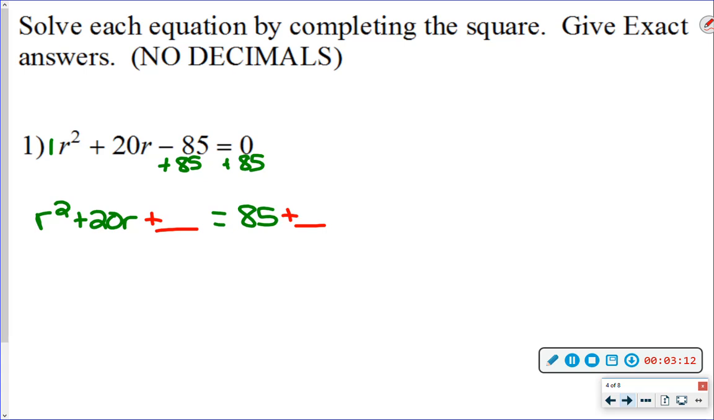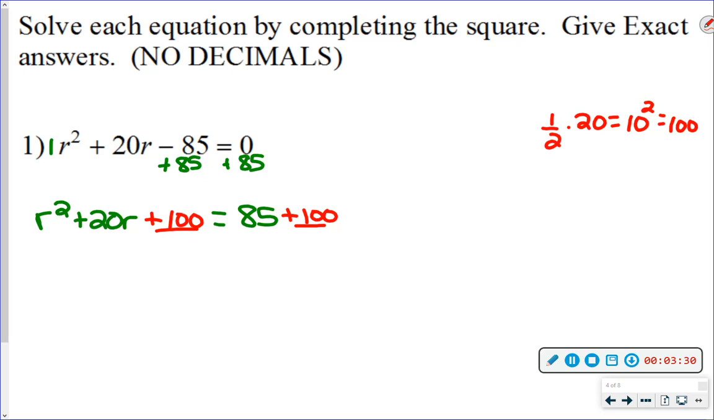Now, to figure out that third red missing term, we're going to do half of b, and I'm going to square it, which you can probably do in your head. B, of course, is our middle coefficient, 20. I'm going to jot it on the side. I'm going to do half of 20, 10, and then I'm going to square 10, 100. You don't have to write that out on your homework. I'm just putting it on your notes so you know how I got it. We're going to add 100 to each side.